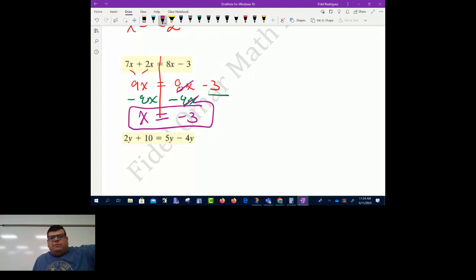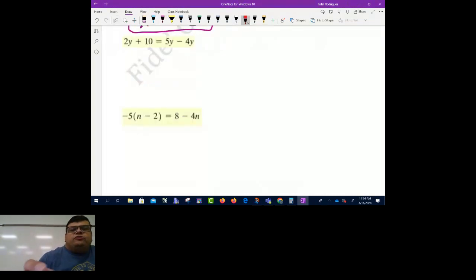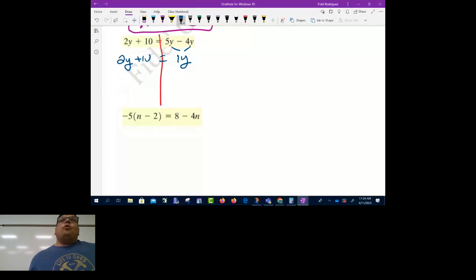Y'all, I'm going to scroll down a little bit more. Okay. And again, I'm going to draw my line right through the middle. So y'all, on the left side, I can't do anything with 2y and 10. But over here, 5y minus 4y is just a 1y, okay? Or a y, however you want to write it. Now, again, y'all, remember, I want to get y's on one side and numbers on the other. Over here on this side, y'all, I have y's and numbers. Over here, I just have y's. So why don't we move this 2y to this side, and this way all the y's are together.